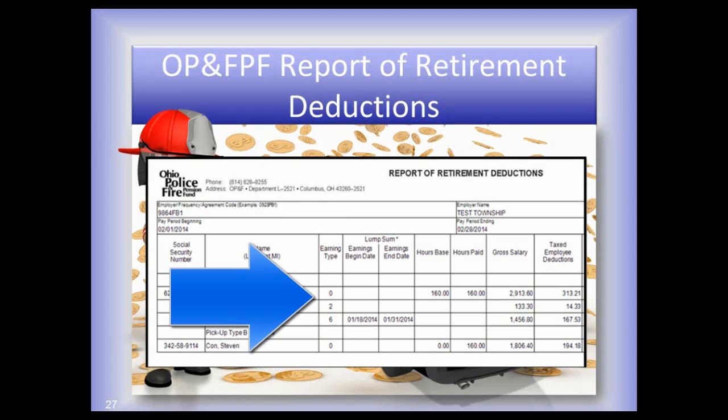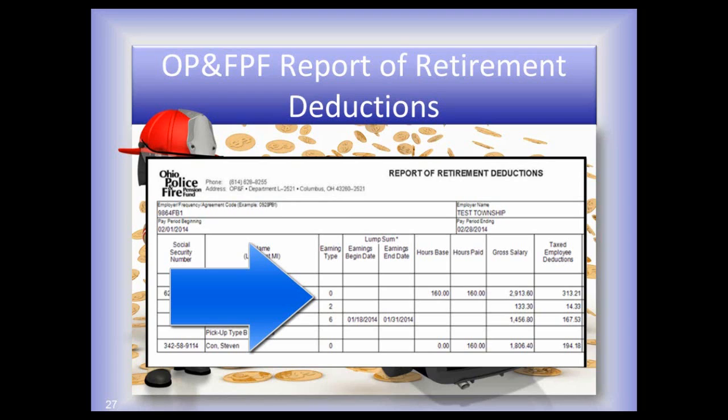The next earning type is 1, or holiday. Under this earning type, report pay for holidays that do not make up any portion of the member's normal schedule. Holiday pay is normally considered pensionable salary under OP&FPF reporting rules. The first question to be answered is: is the member scheduled to work on the holiday?